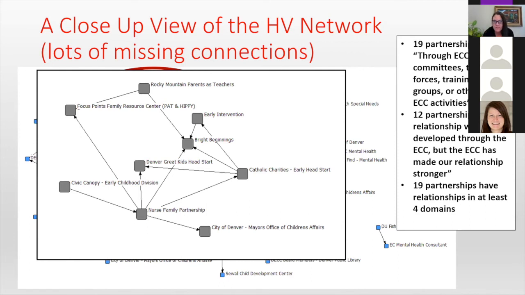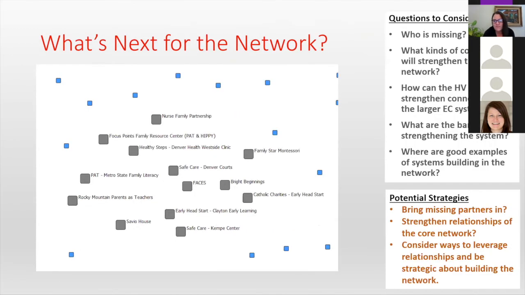So again, more is not necessarily better, right? The first question is, is this okay? Is it okay that early intervention is not connected to Rocky Mountain Parents as Teachers? Or they're connected through Bright Beginnings. It looks like Bright Beginnings is kind of a hub. Is that all we need? Because if that's all we need, then we're doing really well and we're not taking as many resources to do other things. So you need to ask those questions and figure out what the potential strategies are. Should we bring missing partners in? Should we strengthen relationships and consider ways to leverage those ties?